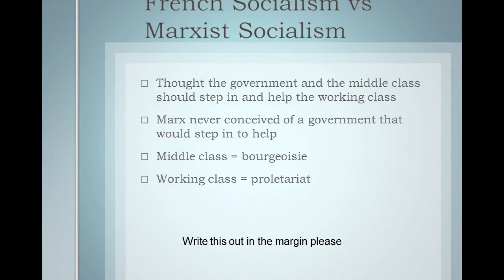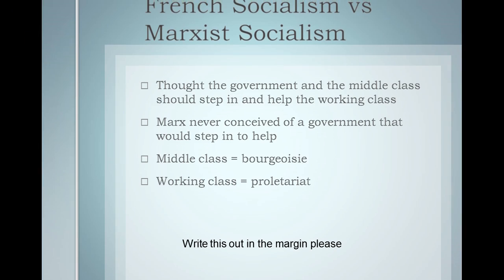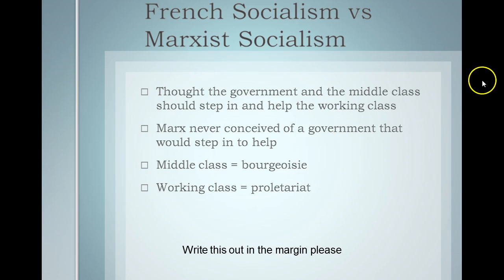So the difference between French socialism and Marxist socialism, literally spelled out for you. This is from Crash Course. If you don't have a spot for this in your notes, make sure to write this out in the margin. French socialism is going to think government and the middle class should step in to help the working class. Marx is never going to conceive of government actually stepping in.